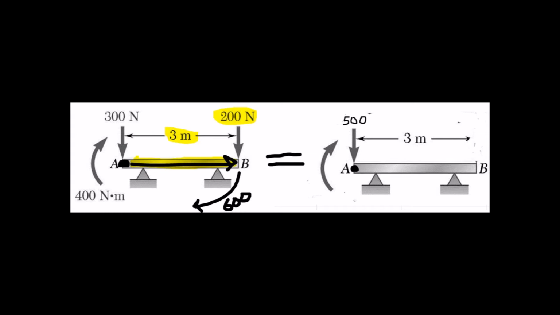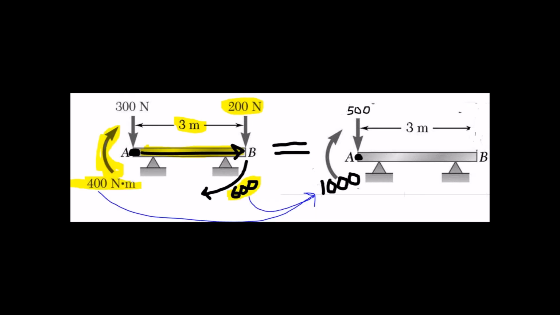Now, if we're going to apply that 500 resultant force at point A, we need to account for that 200 not being over there at the end of B. That created a moment around A before, and we want the same thing on each side of that equal sign. So 200 times 3. Moving that 200 force, we have to still keep that 600 Newton meter moment.